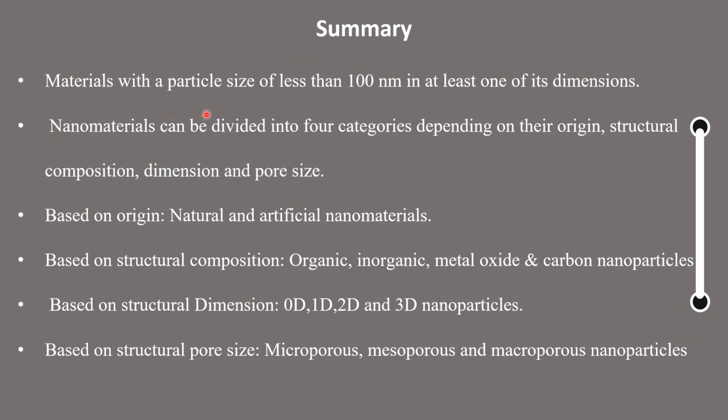Summary. Materials with a particle size of less than 100 nanometer in at least one of the dimensions. Nanoparticles can be divided into four categories depending on their origin, structural composition, dimension and pore size. Based on the origin, natural and artificial nanomaterials. Based on the structural composition, organic, inorganic, metal oxide and carbon nanomaterials. Based on structural dimension, 0D, 1D, 2D and 3D nanomaterials.